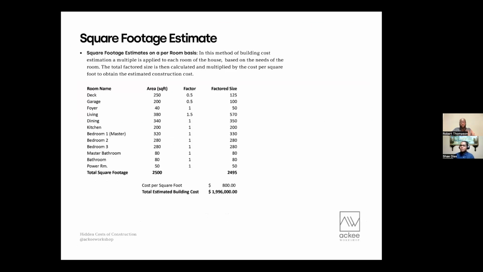So in order to get a more refined estimate, we use another form of square footage cost. And this cost is calculated on a room-by-room basis. So in this method, instead of using the overall square footage, we look at the room schedule and the types of rooms that the structure would have, and we multiply by a factor to get a true understanding of how much square footage it would take. For example, a garage would take much less finishes than a living room, but might be a larger size.